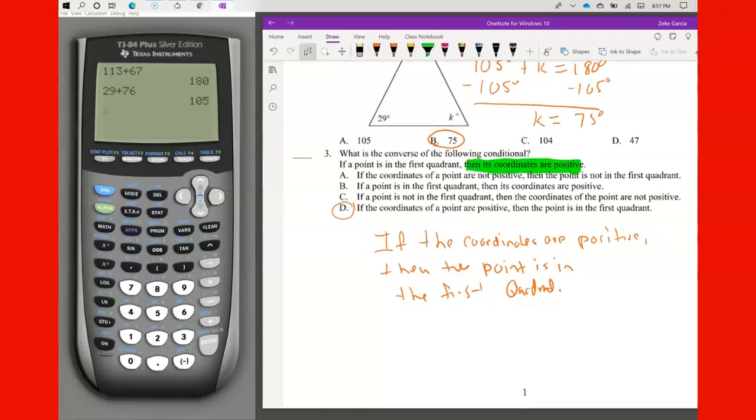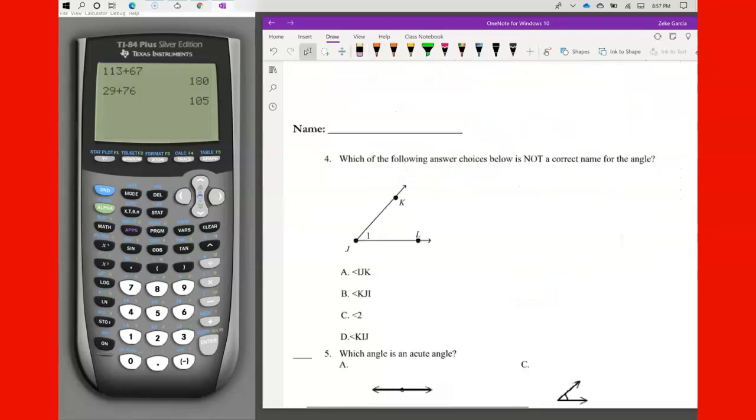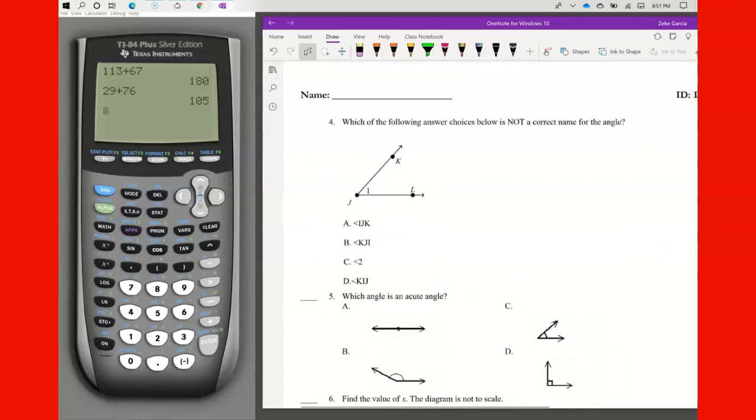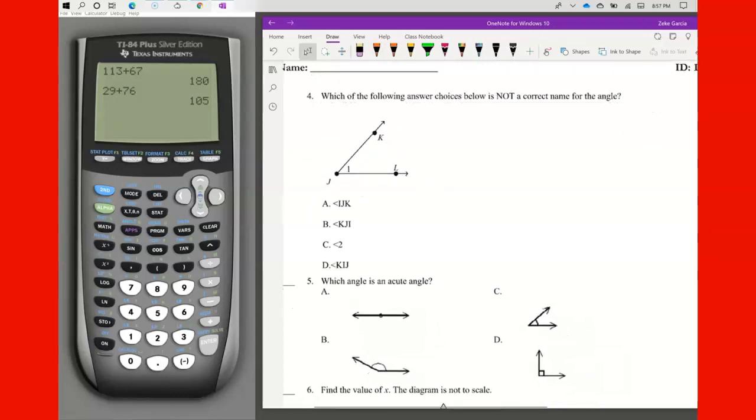Okay, we haven't gone over that, but we are going to be doing that sometime this week. Well, actually, either tomorrow, Thursday, or Friday.